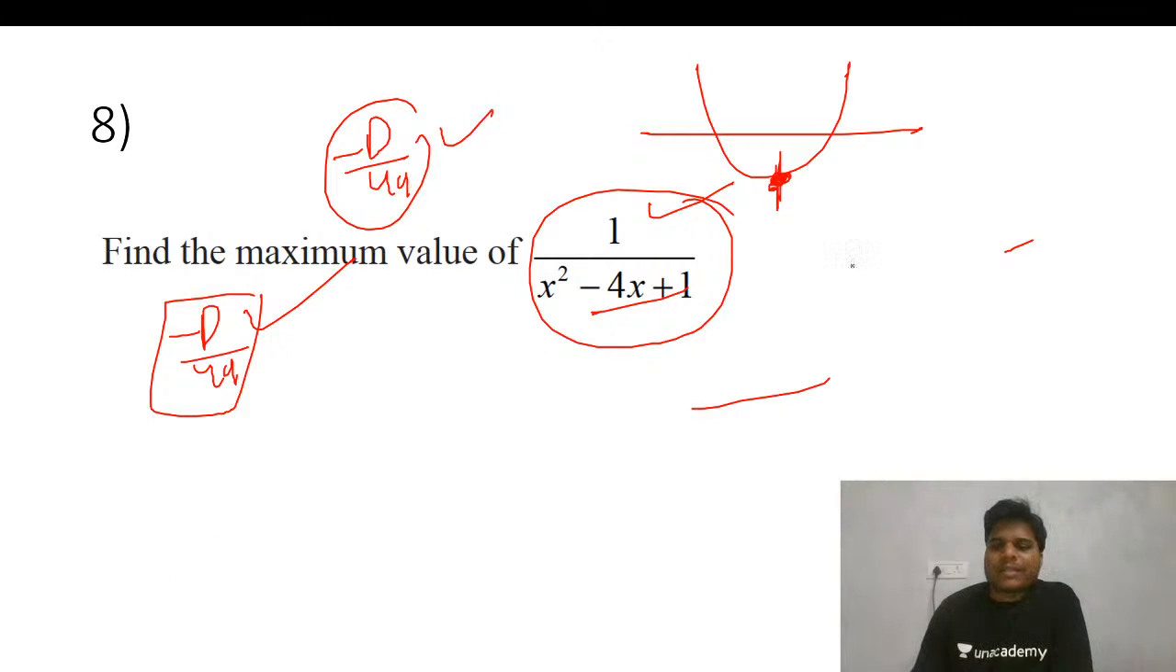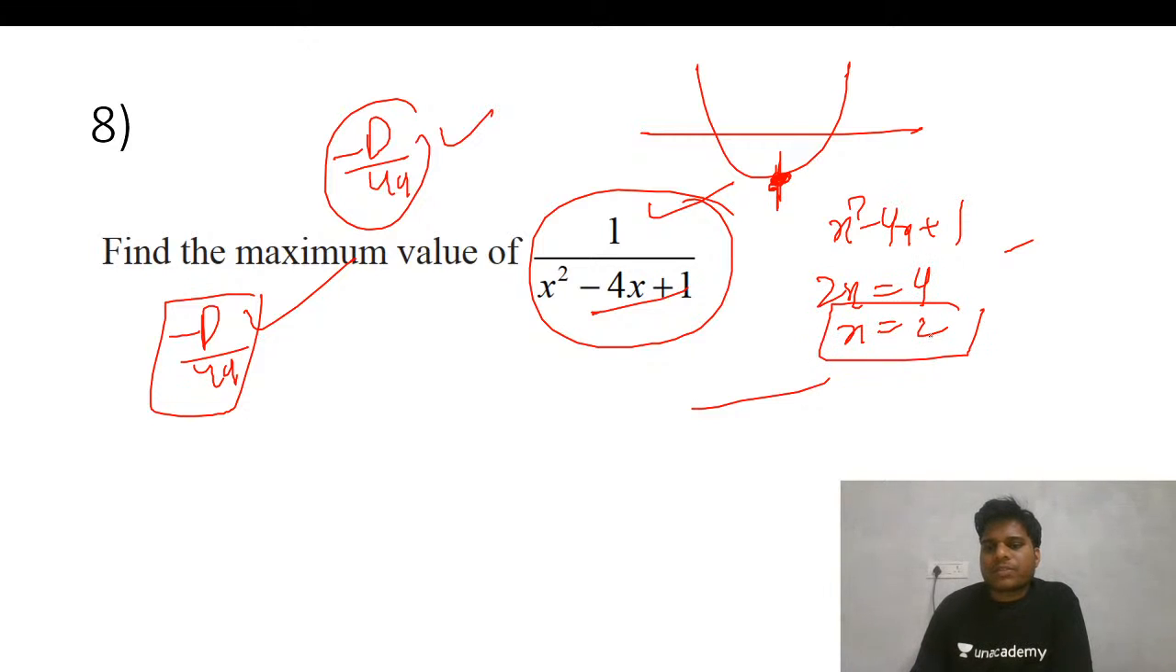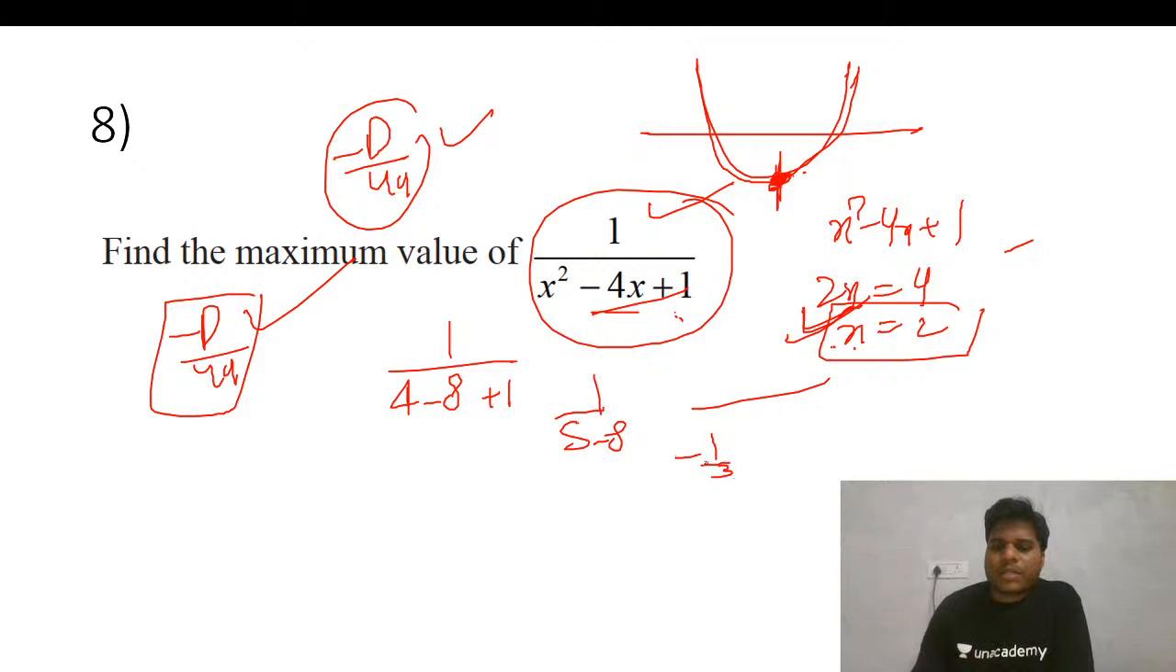And if you want to do it that way, that is also fine, no issue there. 2x equals 4, so x equals 2. We don't need to check here whether there will be maxima or minima at this point, because we know this is the curve, so at this point it is going to be minima anyway. You don't need to check. So we put x equals 2 here, so that is 8, and plus 1, so that is 5, minus 8 plus 1, minus 1 by 3.